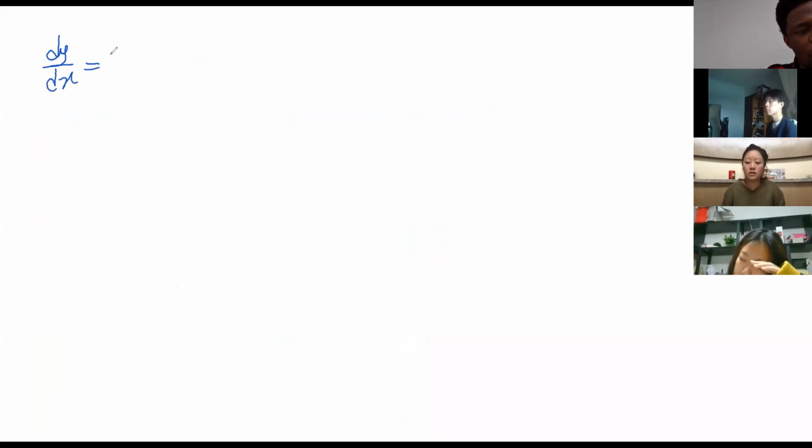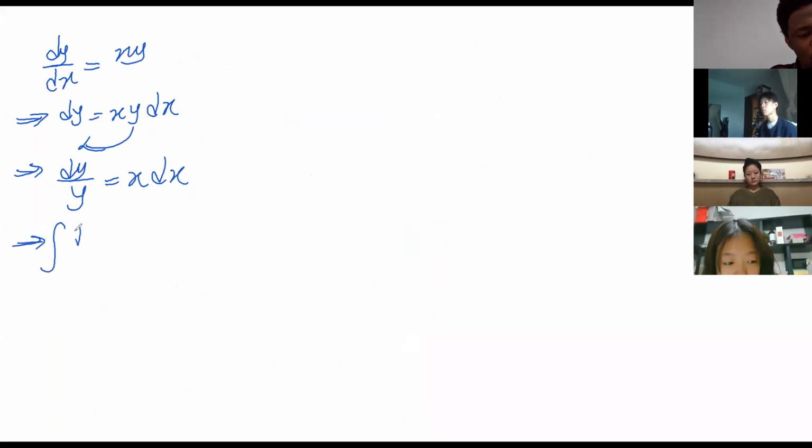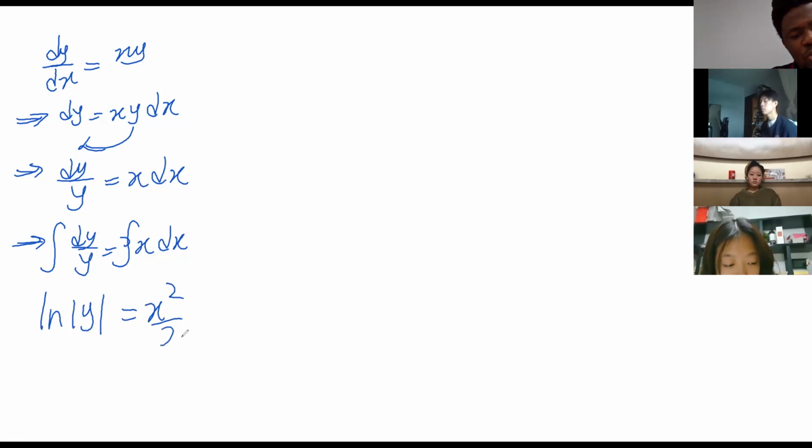dy dx is equal to xy. If I treat dy dx as a fraction, then it actually means dy is equal to xy dx. Then I remove all the y and bring it here. Then I'm having dy over y equals x dx, isn't it? Then I can integrate both sides. Integral of dy over y is equal to integral of x dx. Then I can have my natural log, and I can have my x squared over 2 plus c, and the rest continues.